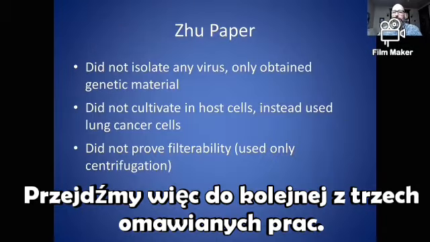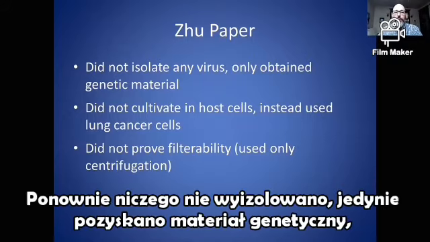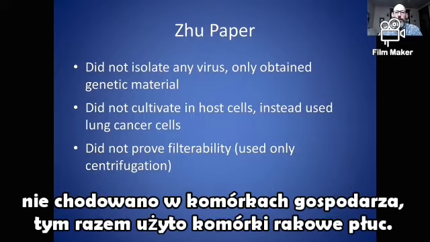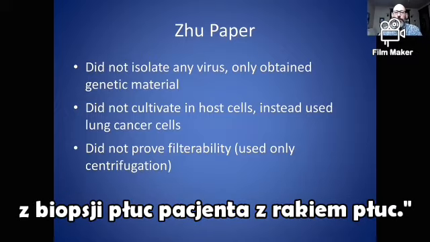So let's move on to the next of the 3 papers. So the Zhu paper, once again, no virus was isolated. They obtained genetic material. They didn't cultivate in host cells, and this time they used lung cancer cells. Now, they don't call it that in the paper. What they say is that they are lung epithelial cells taken from biopsies of lung cancer patients.